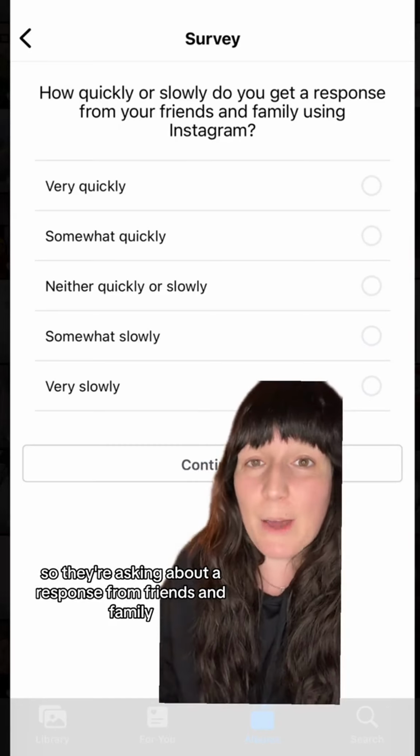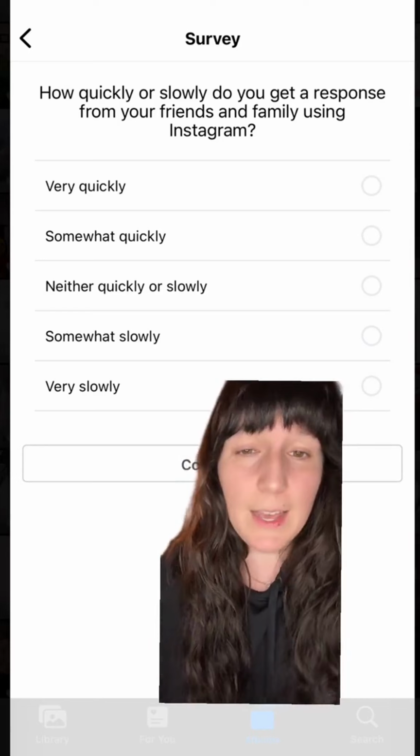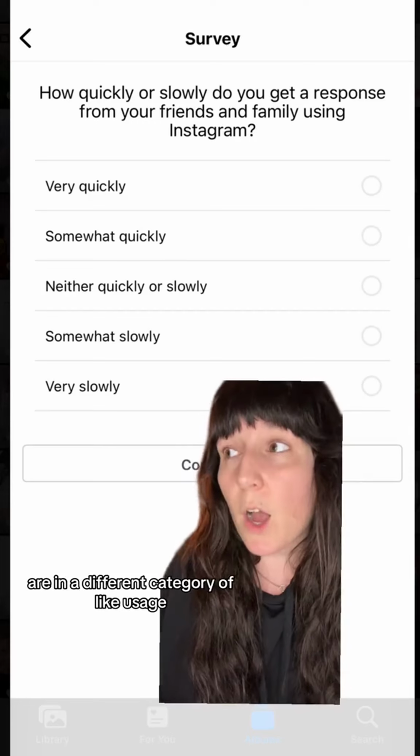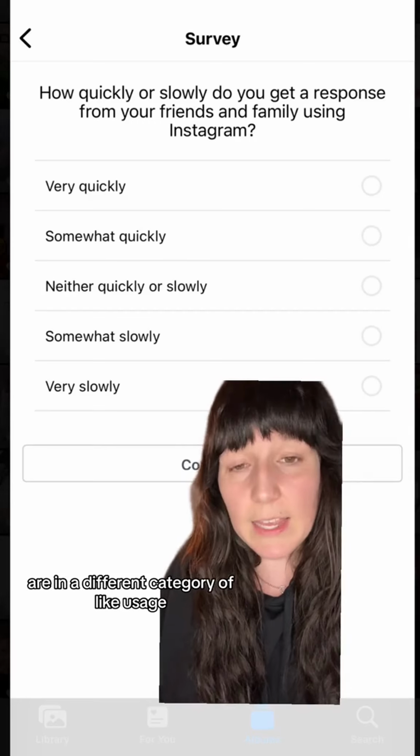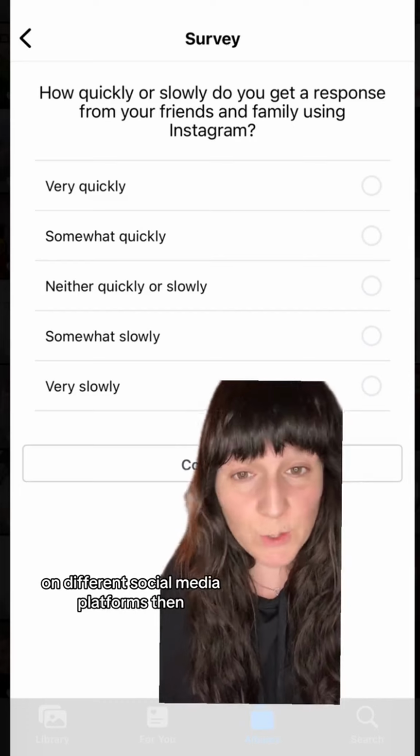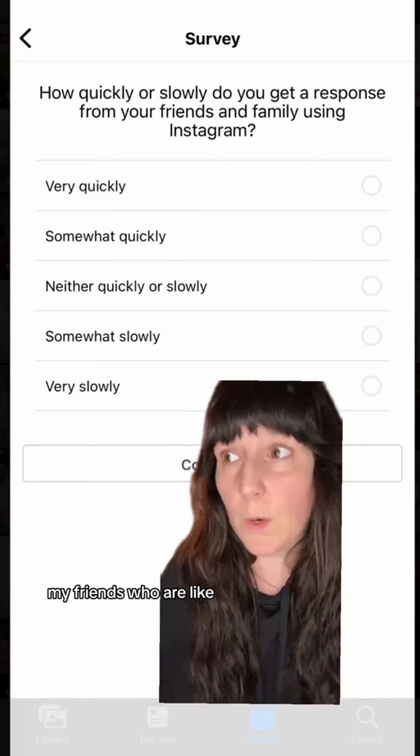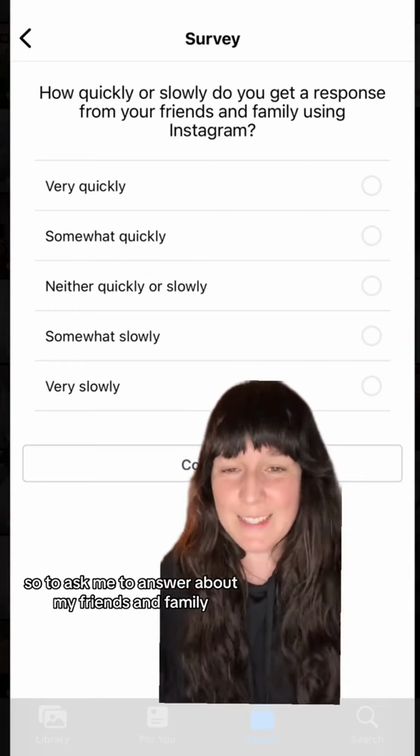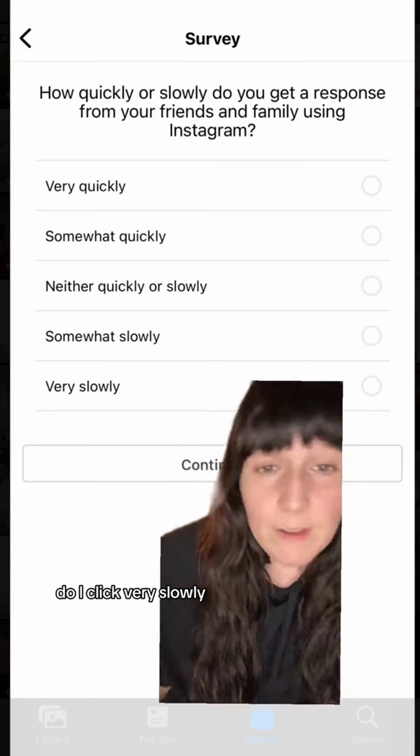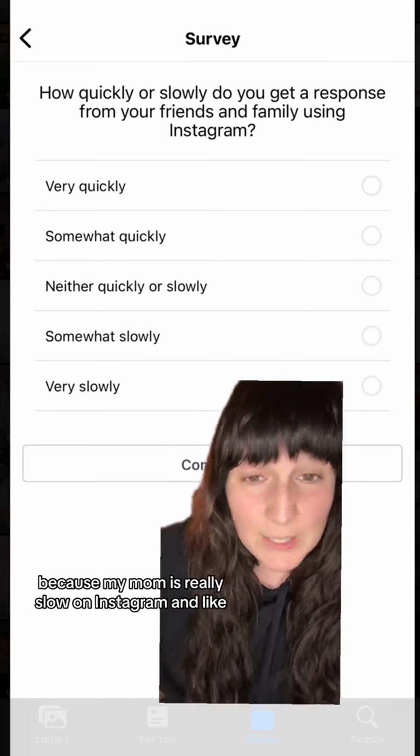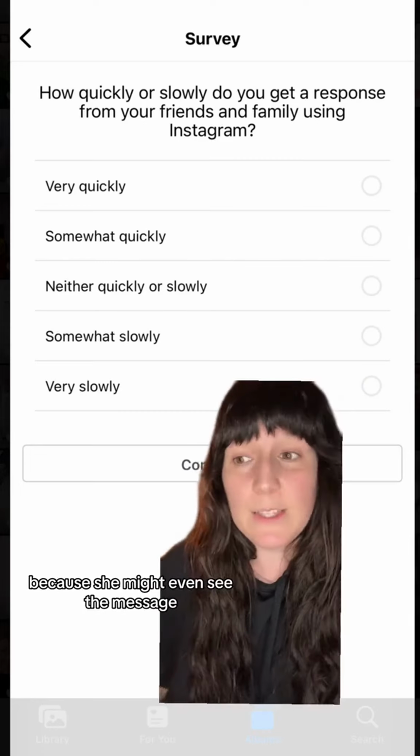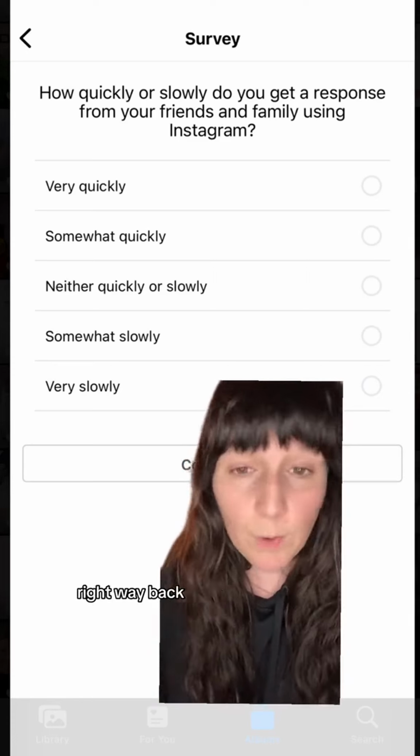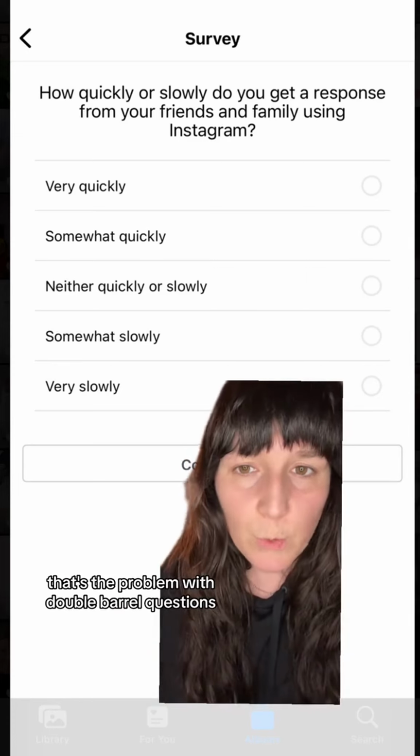So they're asking about a response from friends and family. I don't know about you, but certain members of my family who happen to be older are in a different category of usage and understanding of messages on different social media platforms than, for instance, my friends who are business owners and are on Instagram all the time. So to ask me to answer about my friends and family in the same question, I don't know, do I click very slowly because my mom is really slow on Instagram and might never reply to me because she might not even see the message, or click very quickly because my friends are on Instagram all the time for their jobs and they message me right back? That's the problem with double-barreled questions.